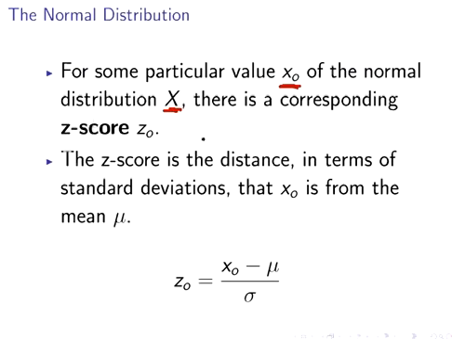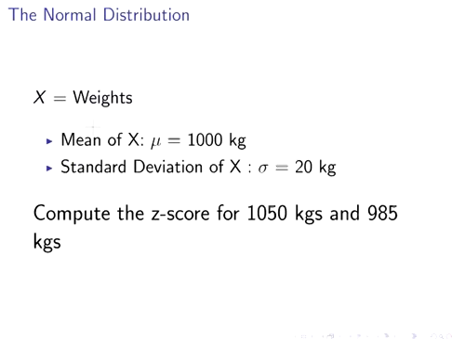Now the z-score is the distance in terms of standard deviations that x0 is away from the mean mu. So how we would calculate it is this little formula here. And again, I just added in the subscripts just to make it a bit easier to read and differentiate it from variable names. So this is the formula we're going to use. Let's put it into action now.